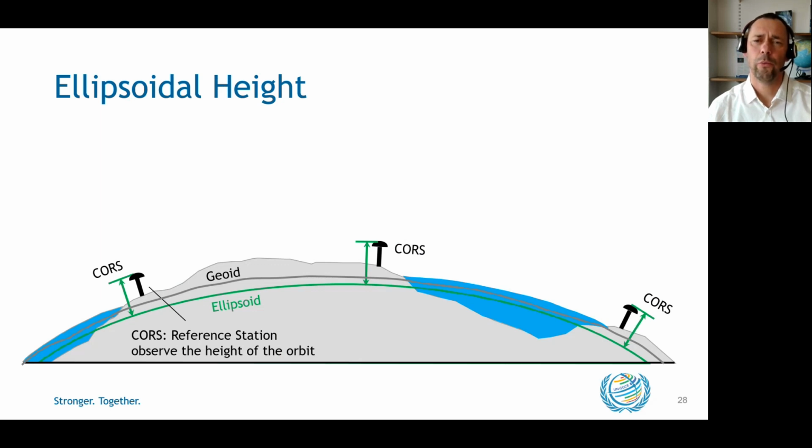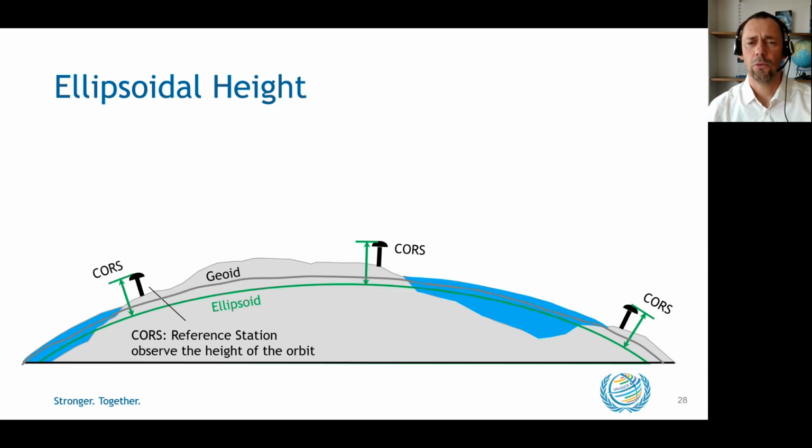Up to now, we were talking about a physical height system. Now we turn our attention to the geometric height, the one GNSS is used to work in. The reference surface is the ellipsoid, in this figure in green. In black, there are also some of the continuously observing reference stations drawn, so-called CORS. The green arrows indicate the known height of these stations above the ellipsoid.